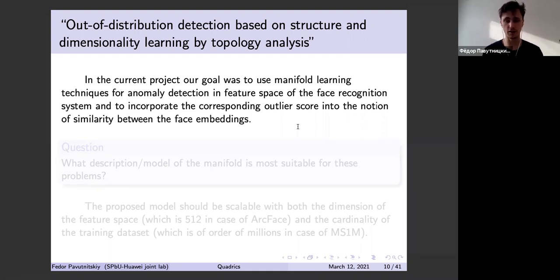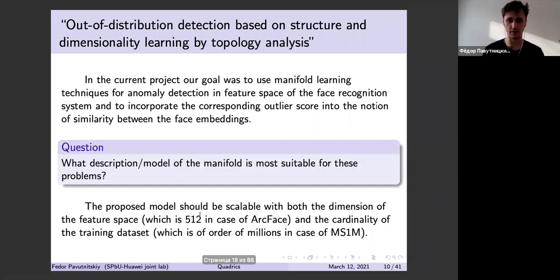And at the end of this network, for each image, one vector of lower dimension will be constructed; in our case, it has dimension 512. Usually all the manipulation, classification, identification are done on top of these, what are called face embeddings. So the idea was to use manifold learning techniques in this 512-dimensional space. In particular, our partners were interested in anomaly detection in this space. So we try to use manifold learning for anomaly detection in this feature space.